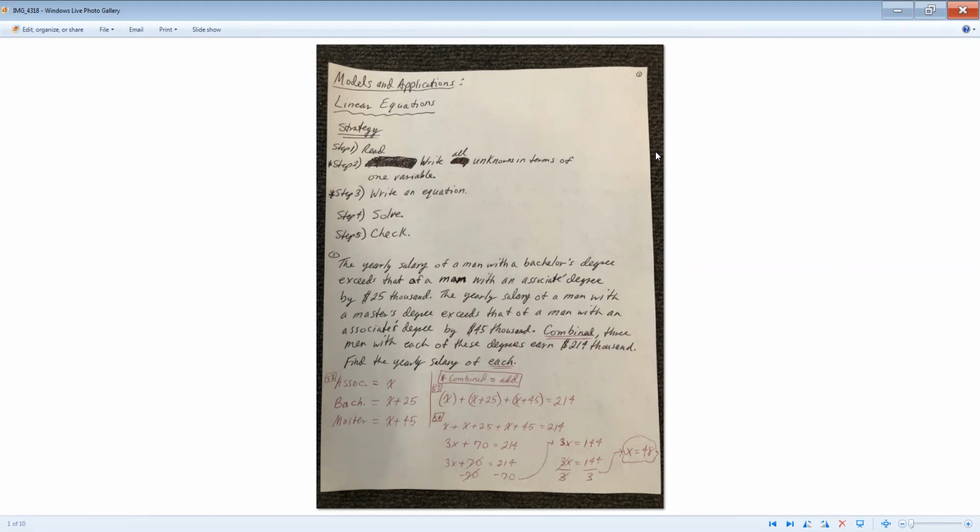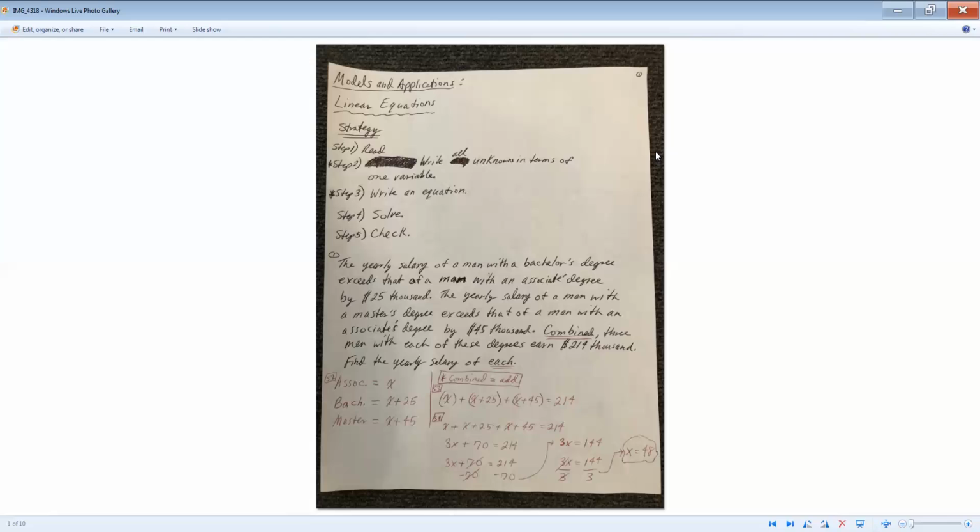So what we do not want to do is, if we have multiple unknowns, call one variable x, the other one y, the other one z, because what will end up happening is the more unknowns we have, the more equations we'll need in order to be able to solve. So if we have multiple unknowns and use multiple variables, that means we need multiple equations, a system of equations in order to solve, and we don't want to do that in these type of problems. So we want to write all of our unknowns in terms of one variable.